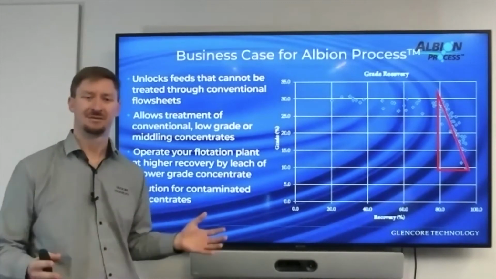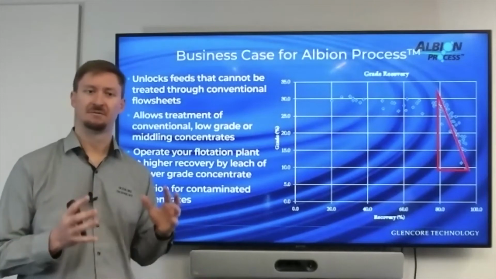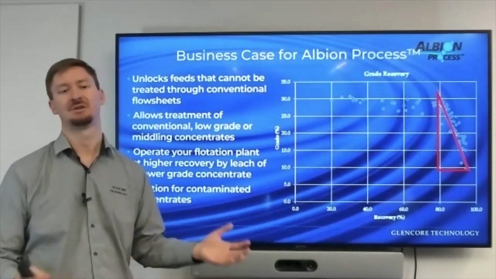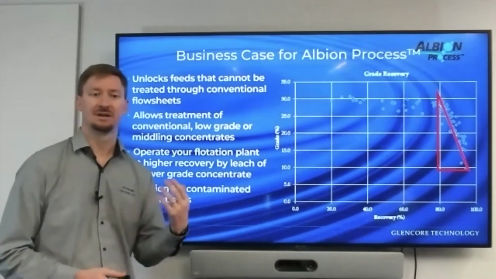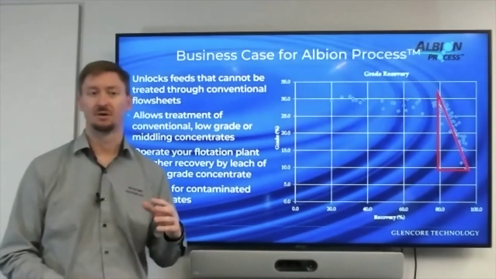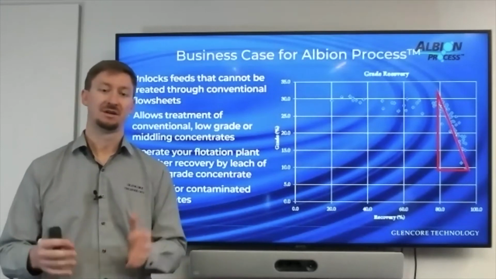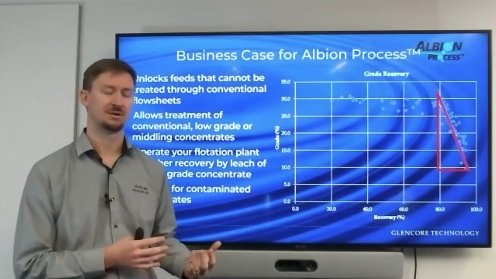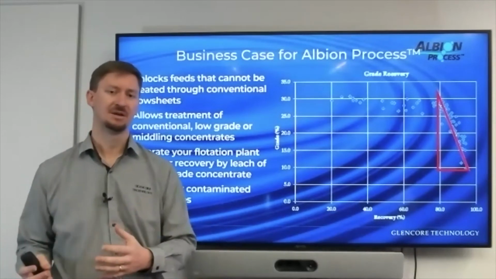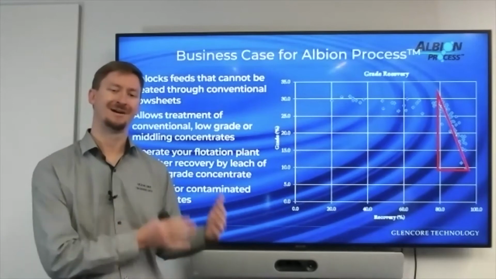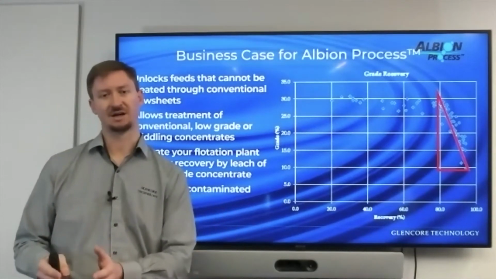So please don't think it's just concentrate, but the big positive of Albion is it can treat things that aren't conventionally floatable. It also allows treatment of conventional low-grade or middling concentrates, so that you don't have to send a final con. It's actually preferable in a lot of ways to send a rougher con because of the higher sulfur grade. And that, as Stanko mentioned, means you can focus more on recovery in your float circuit rather than trying to get that grade up.